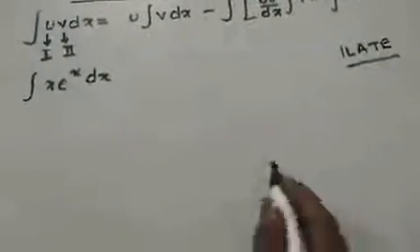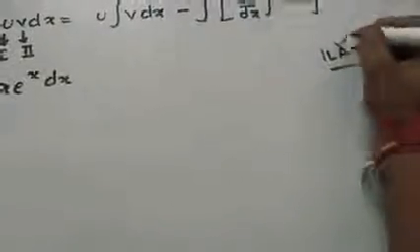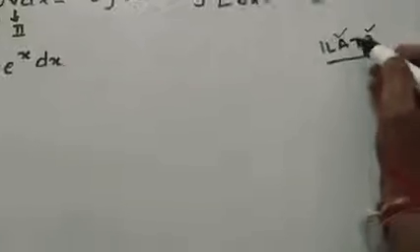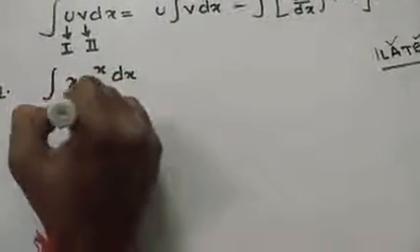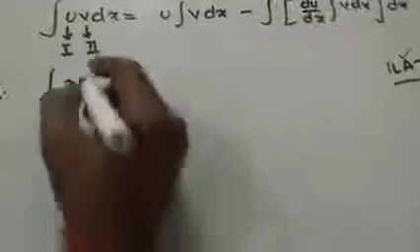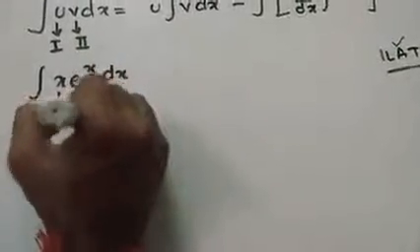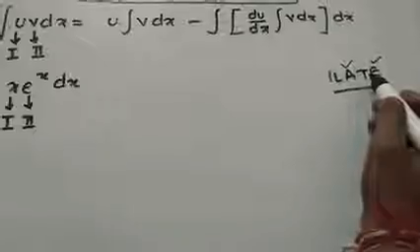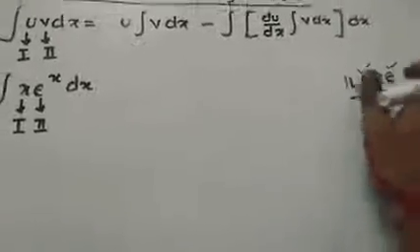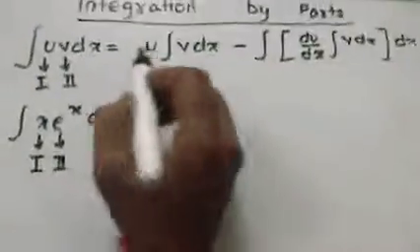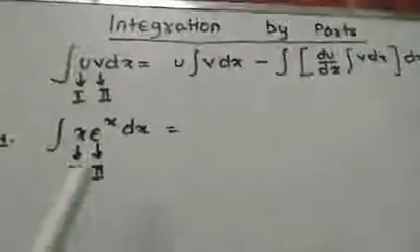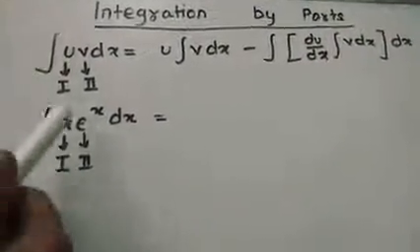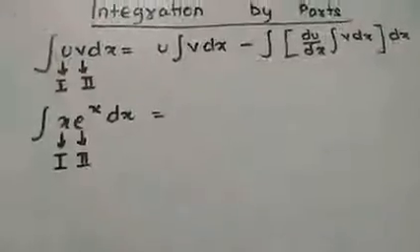Okay, so x comes under the category of algebra and e to the power x comes under the category of exponential. So from here we can see that algebra comes earlier, that means x will come first and e to the power x as second, because it comes under the exponential. Now we have to use the integration by parts formula. So similarly here x indicates your u and e to the power x indicates your v.